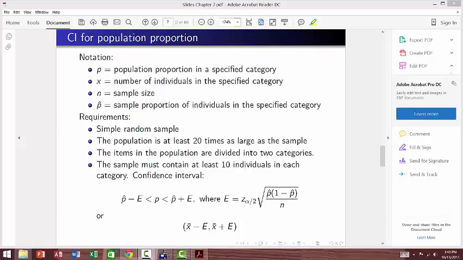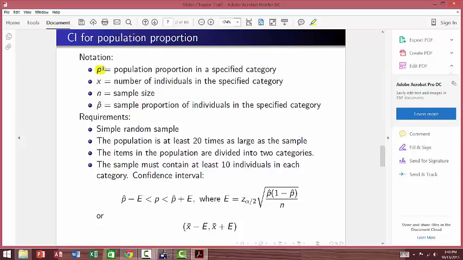Hello everybody. In this video I will talk about confidence intervals for population proportion, and I will also discuss problems where I'm asked to find sample size. Okay, so a little bit of notation. P is the population proportion in a specified category. This is a parameter that we usually do not know, and what we're trying to accomplish is to estimate P with P hat, the sample proportion of individuals in the specified category, and give it a wider range than just one point estimate.